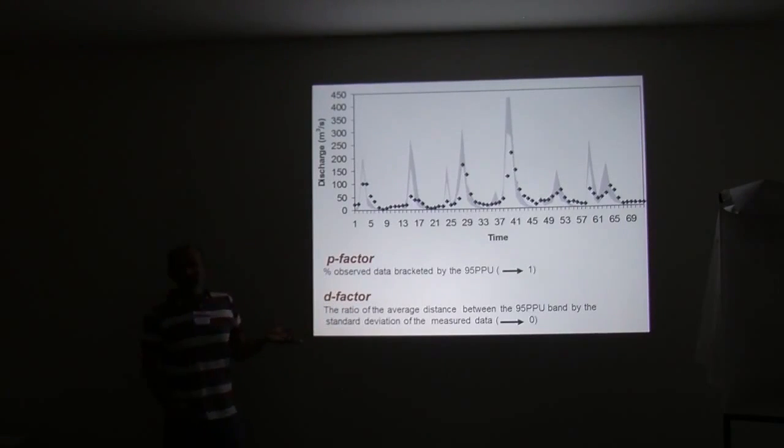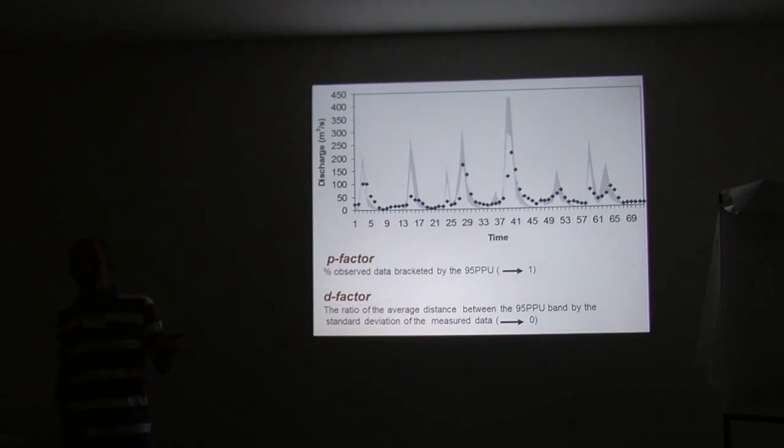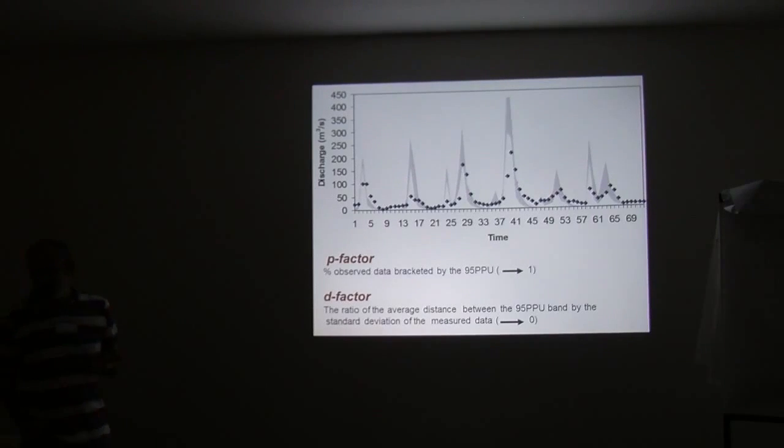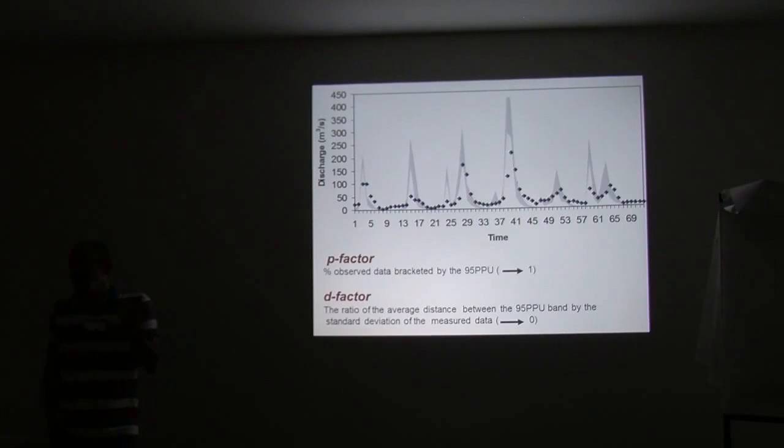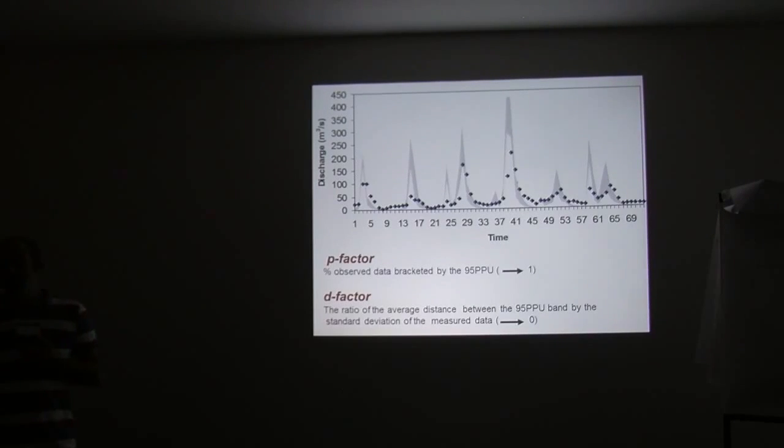Now, again, somebody asked me what is a good value for Nash-Sutcliffe. What is a good Nash-Sutcliffe? Or what is a good R squared? Any ideas? Well, yeah, the best value is 1. I mean, if in a calibration you get R squared of 0.5, is that good calibration?